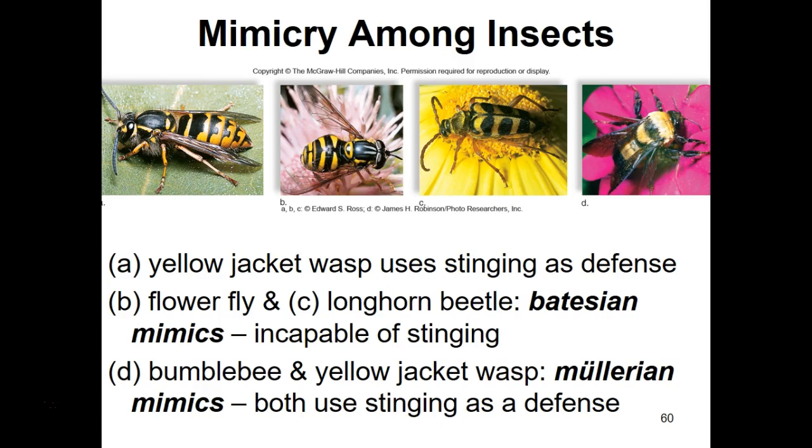So let's look at this. This is a yellow jacket wasp. This is a bumblebee. Both of these organisms can sting you, so they have protections. This is a fly. It's a robber fly, I believe is what it's called. And then this is a beetle. They also look similar to these two. They all have that black and yellow striping. These two are Müllerian mimics, whereas these two are Batesian mimics.